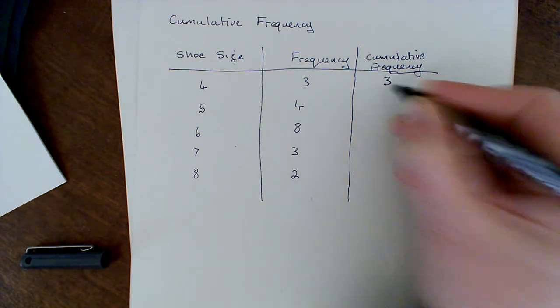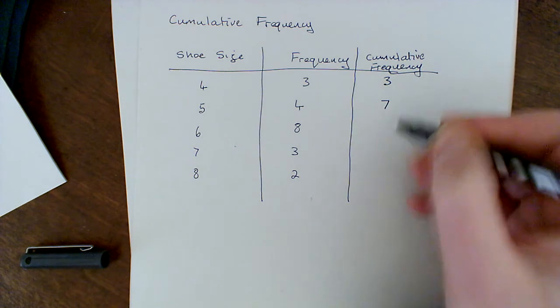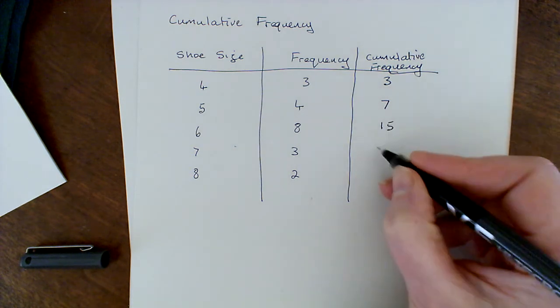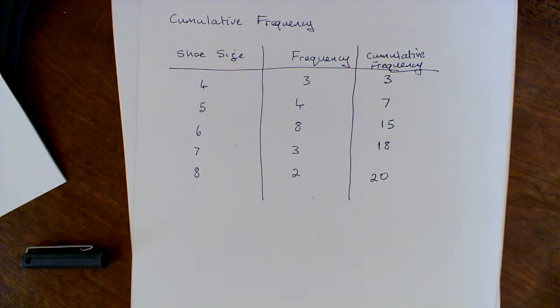So up to that point in the table we have 3 people. Up to that point in the table we've got to add on another 4, so we've got 7. Then we've got to add on another 8, so we've got 15, 18, and then you can see that finally there are 20 people in total in this table. So that's a cumulative frequency column. That's all there is to it.